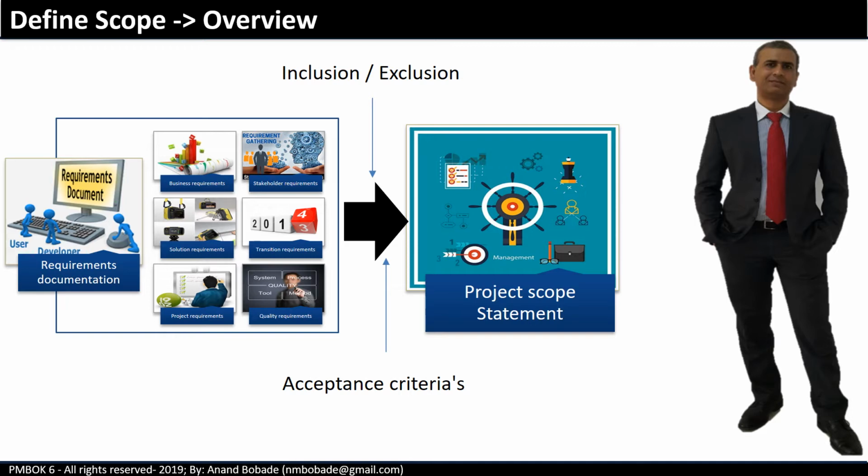It is an iterative process. In large projects, scope will be finalized for each phase of the project. In agile, scope will be finalized for each sprint or iteration during the sprint planning meetings.